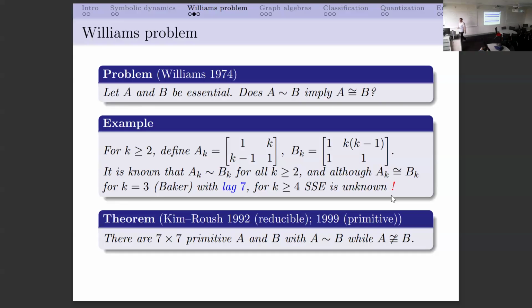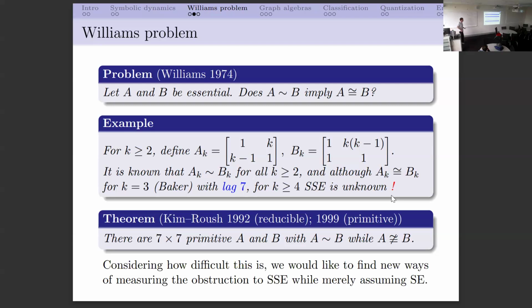And what Williams' problem has become nowadays is to find maybe computable obstructions to strong shift equivalence while merely assuming shift equivalence, or to try to understand better, or come up with more counterexamples to this Williams conjecture, or Williams problem. Okay, so considering how difficult this problem is, we would like to find anything that we can to measure the obstruction to strong shift equivalence while merely assuming shift equivalence, which is the computable, or decidable, thing.